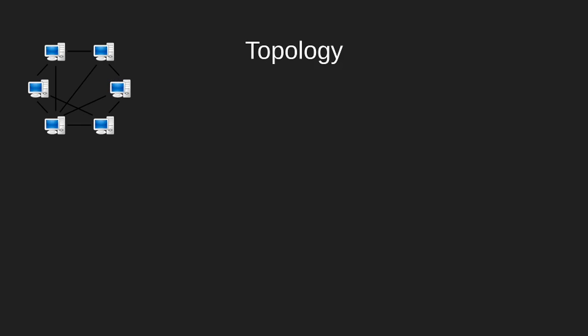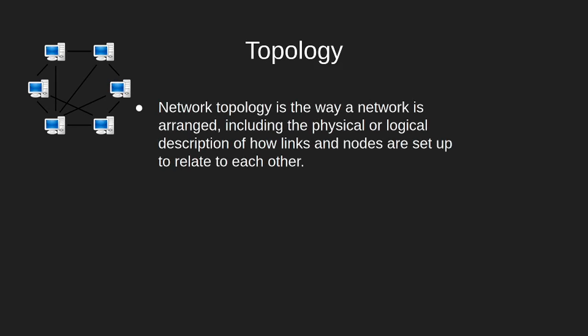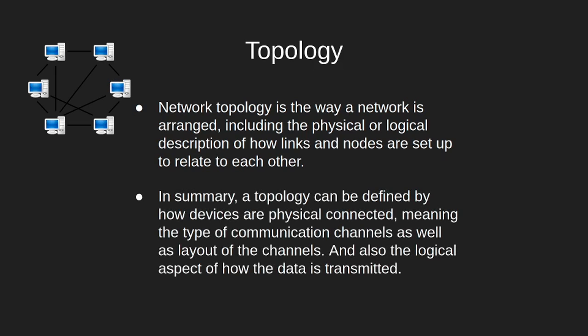Now, I said we'd talk about topology. Let's start off by defining it. A network topology is the way a network is arranged, including the physical or logical description of how links and nodes are set up to relate to each other. And that sounds like a mess of words, so let's give a little bit of a summary here. A topology can be defined by how devices are physically connected, meaning the type of connection channels, or communication channels, as well as the layout of those channels, and also the logical aspect of how the data is transmitted.